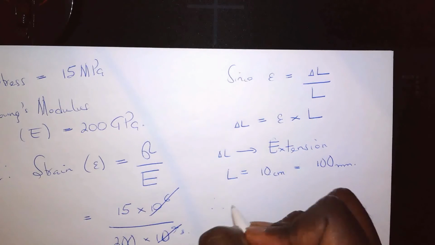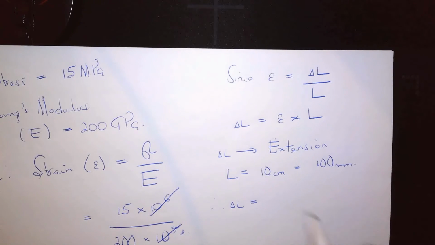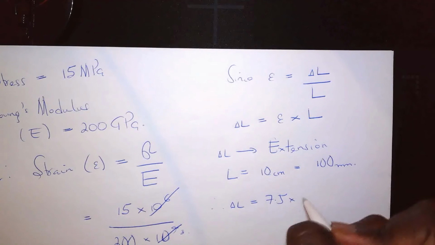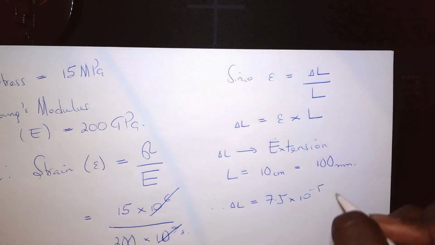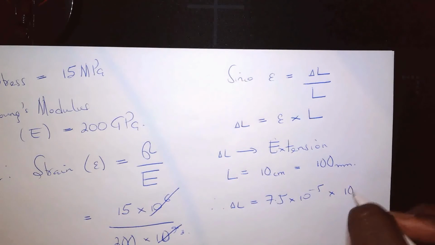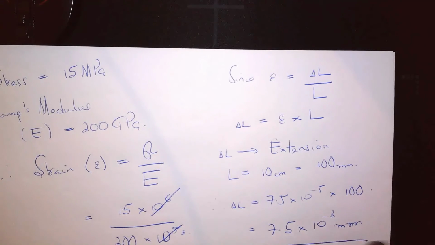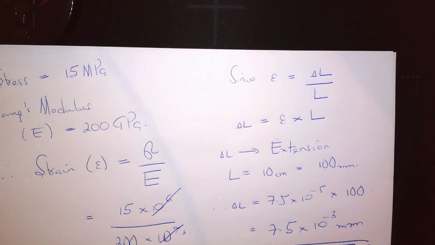So therefore, delta L is equal to 7.5 times 10 to the power minus 5 times 100, which gives 7.5 times 10 to the power minus 3 millimeters. And there we have it.